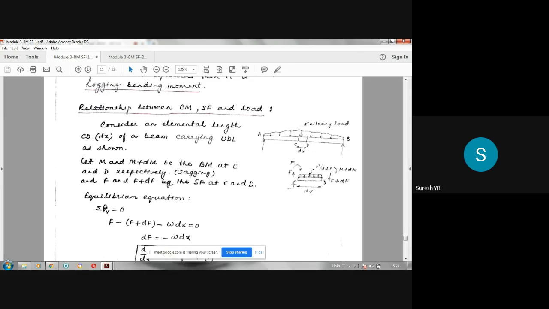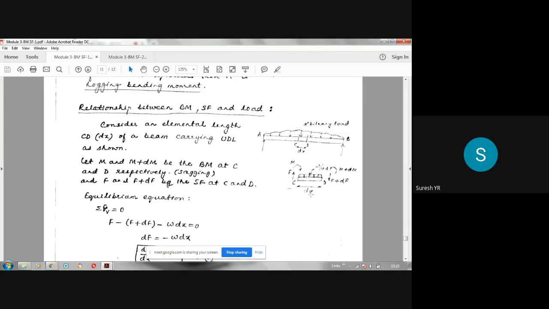CD is the small length. When you take this CD, at C you have the bending moment M. As I already told, this is a simply supported beam which is subjected to sagging bending moment. Sagging bending moment means it will be like this at this end, and on the other end it will be like this, in the opposite direction. So it's clockwise, anti-clockwise like this, so that it pushes the beam axis downwards. The deflected shape will be like this. That I explained in the last class.